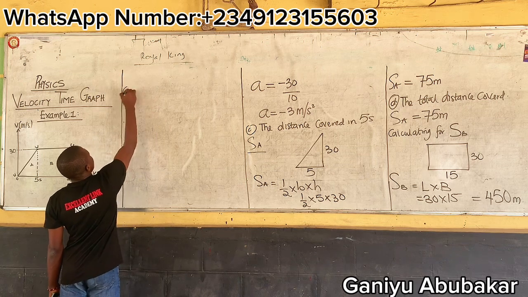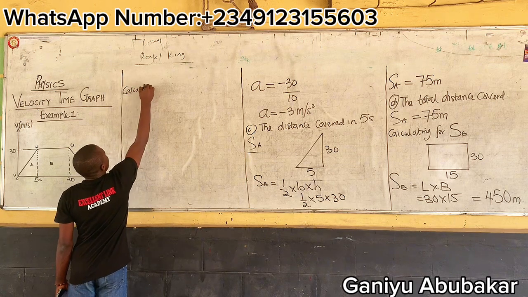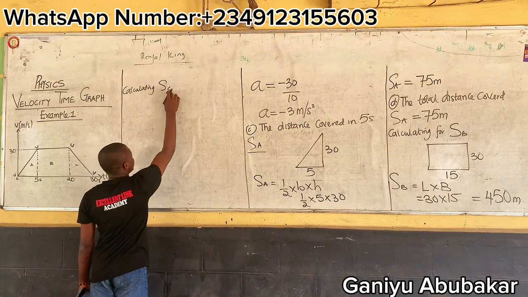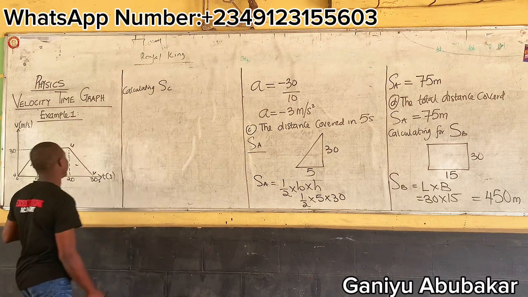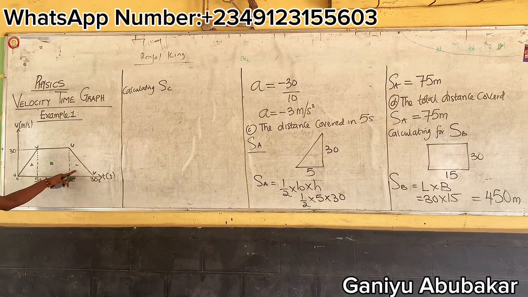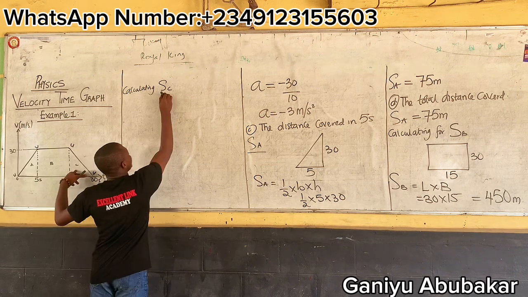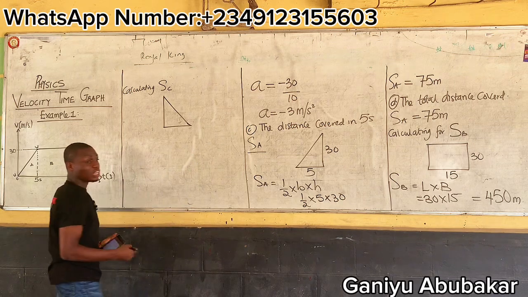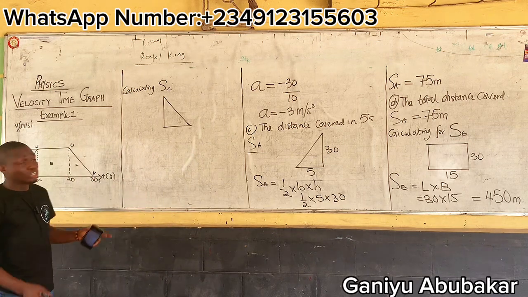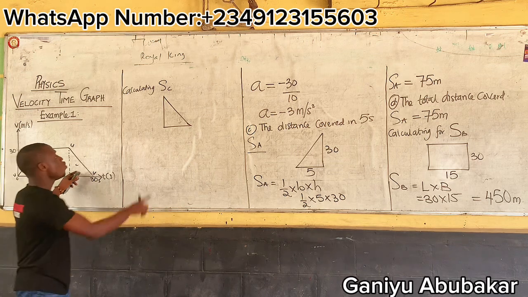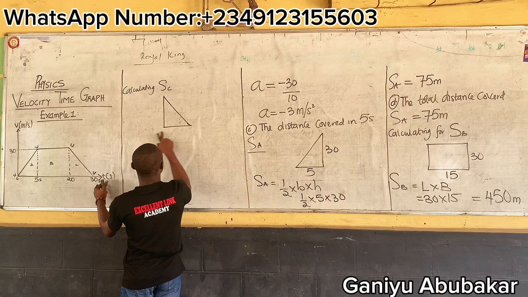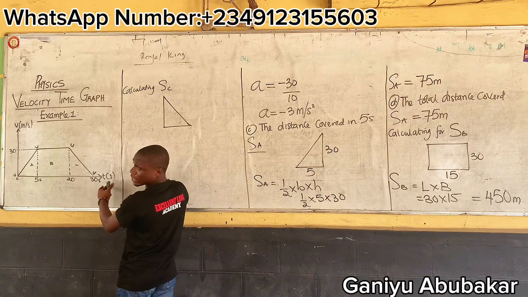Calculating for SC, which is section C. What shape am I seeing here? A triangle. So when it comes to finding distance, it's the area of a shape, and the shape is a triangle. If here is 20 and here is 30, what will be here? 10.